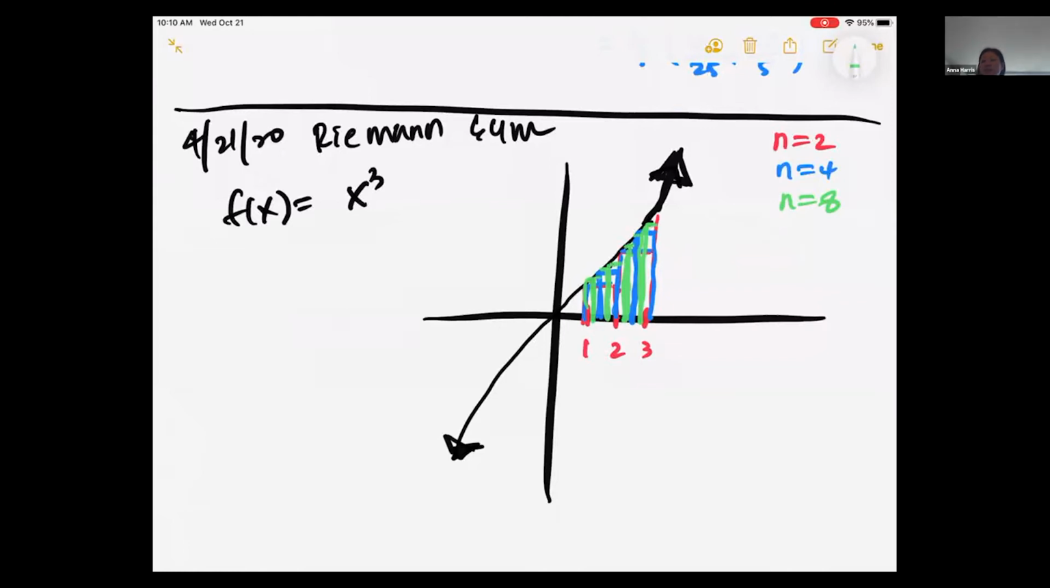Did you see it? When I draw the green one, 8 of them, almost every part under the curve is covered by rectangles. There's only a tiny bit, which is right here, that is not covered. So when I use 8 rectangles to estimate the area under the curve, the estimate is very, very good.